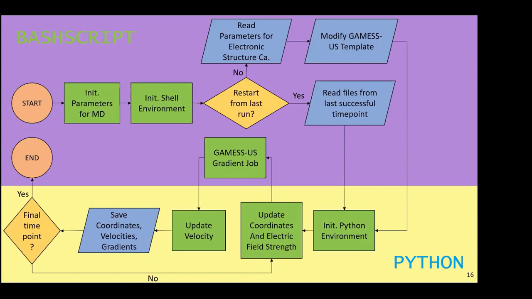The Born-Oppenheimer molecular dynamics portion was written with the algorithmic steps I stated prior. So first, the coordinates are updated, and we also calculate the electric field strength, and both these parameters are placed into a new GAMESS-US gradient job, which calculates both the electronic structure and the gradients with respect to the nuclear coordinates. The velocities are then updated, and all the coordinates, velocities, and gradients are saved to respective directories if you want to use them for analysis, or if you need to restart the calculation from the last successful time point.